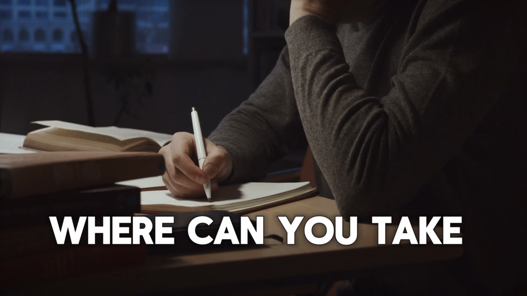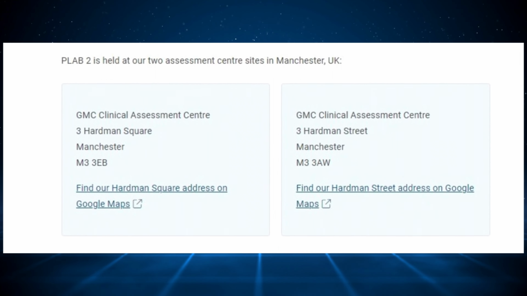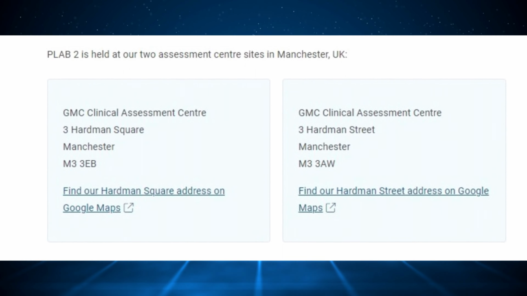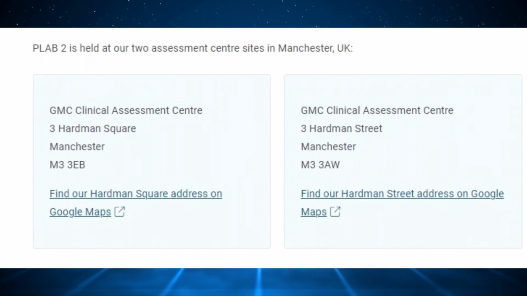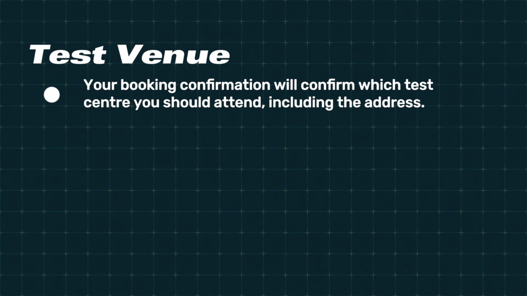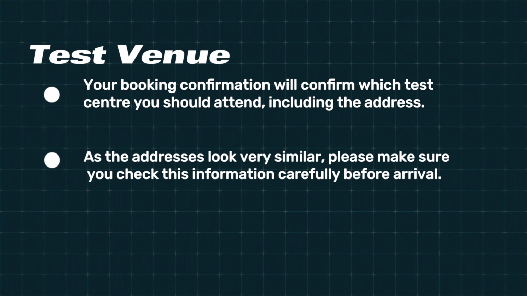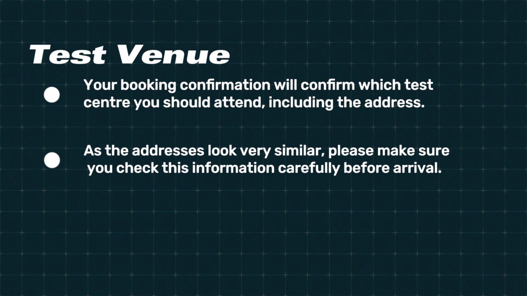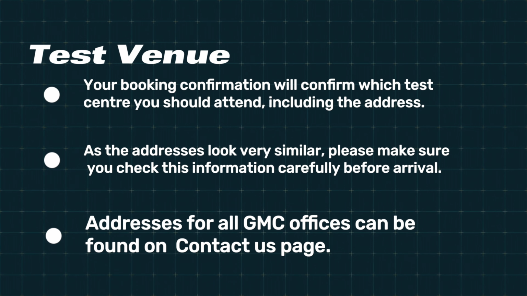Where can you take the PLAB 2 exam? It is held at two assessment centers in Manchester, UK, and these are the addresses you can see on the screen. Your booking confirmation will confirm which test center you should attend, including the address. As the addresses look familiar, please make sure that you have the right address. You can also find the addresses on the GMC website.